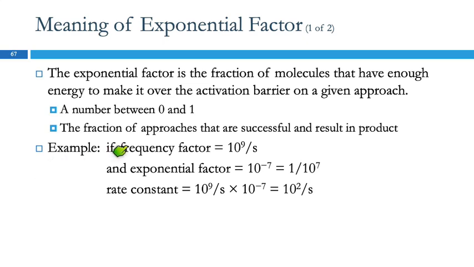So here's an example. If the frequency factor is 10 to the 9 per second, so 10 to the 9 approaches every second, that's a lot. And the exponential factor is 10 to the minus 7. That means 1 out of 10 to the 7 of those approaches is successful. So the frequency factor, that's the A, and this is the e to the negative EA over RT part. So then the rate constant is equal to the frequency factor times the exponential factor. Multiplying these, we get 10 to the 2 per second.